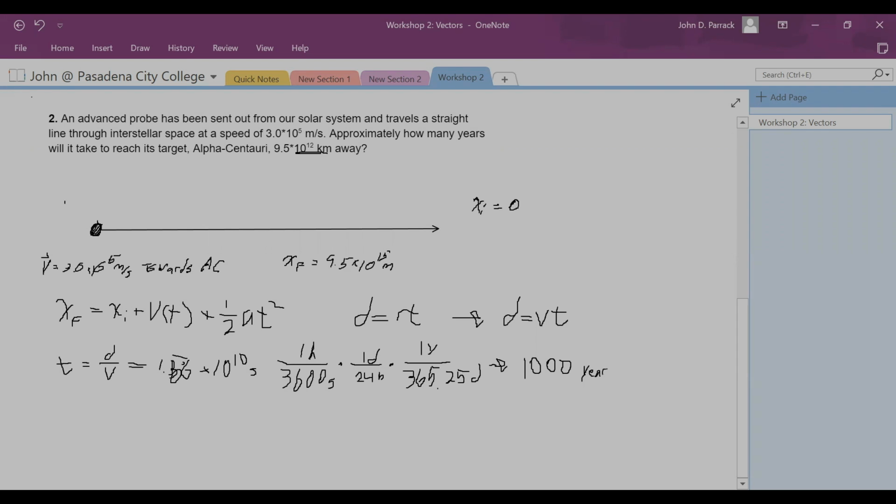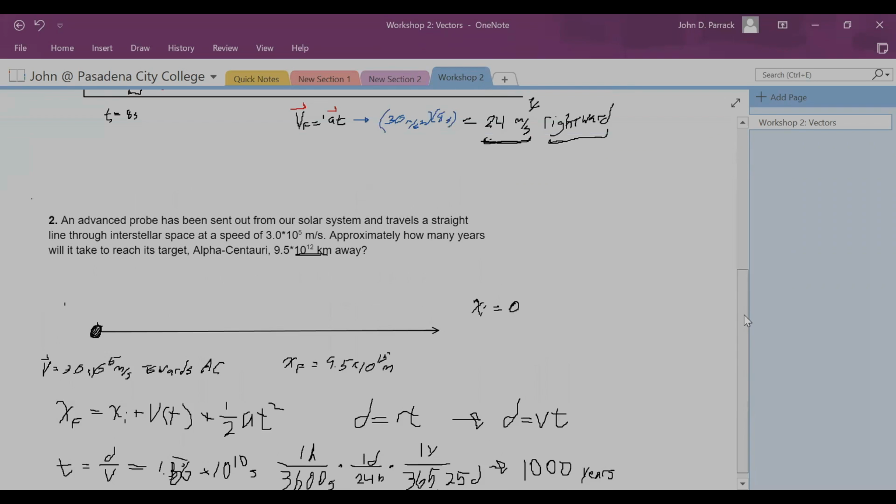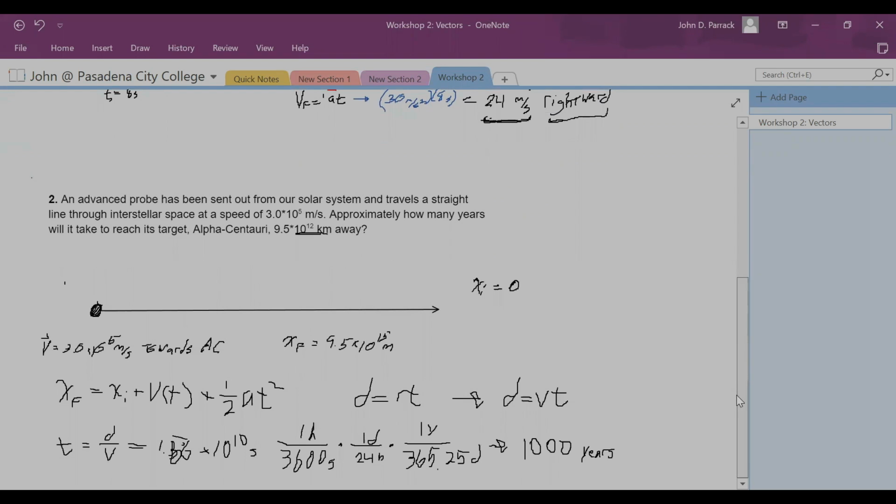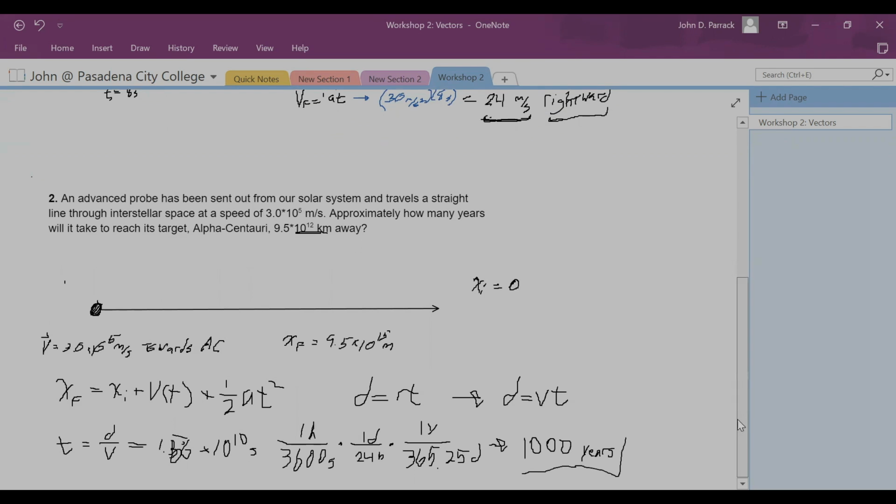Takes quite a while. And we were traveling quite fast too, but only a portion of the speed of light. And the distance was pretty significant. So 1,000 years it would take our probe to reach that nearby star.